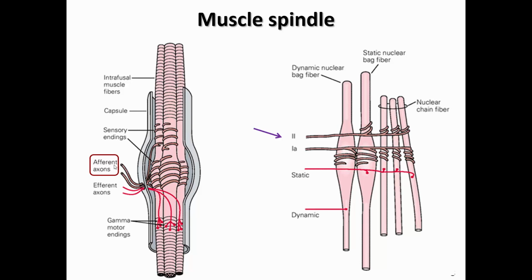When I say mixed, it has afferent axons, and these are the axons generating action potentials. These axons will transmit that information via those action potentials towards the spinal cord, but we also see that there are motor or efferent axons transmitting action potentials in the opposite direction towards the interior of this encapsulated muscle spindle.